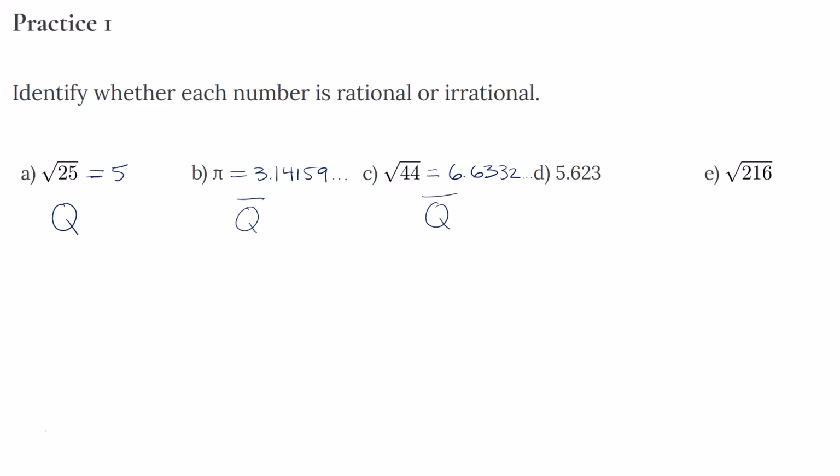5.623 seems to terminate or end at the 3. So because it's a terminating decimal, we would say that it is rational.